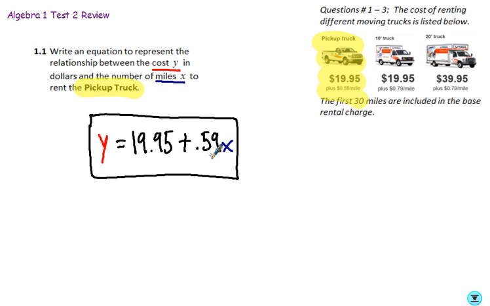Alright, so go ahead and pause now and then write the one for 1.2 and 1.3. Basically the same thing. 1.2 is asking for what would it cost for the 10-foot truck, and then 1.3 is asking for the 20-foot truck.